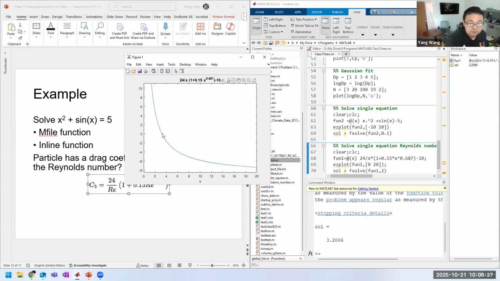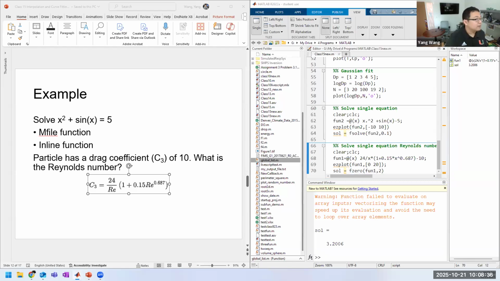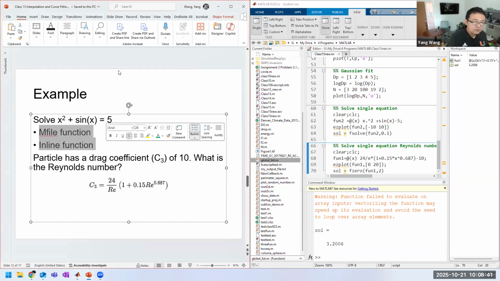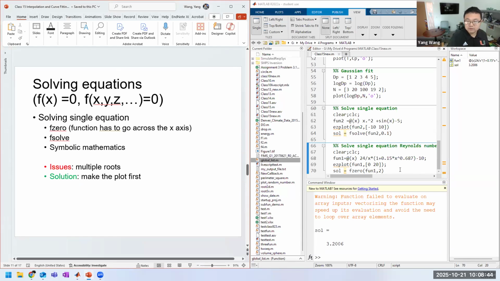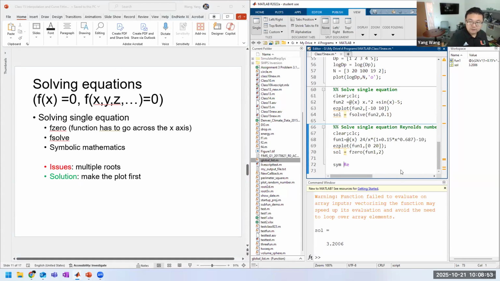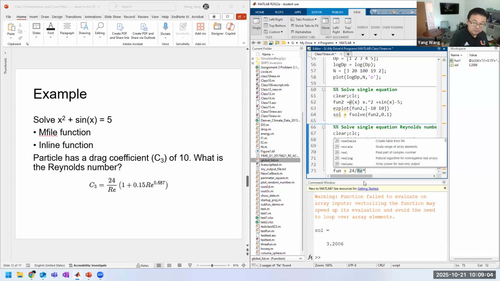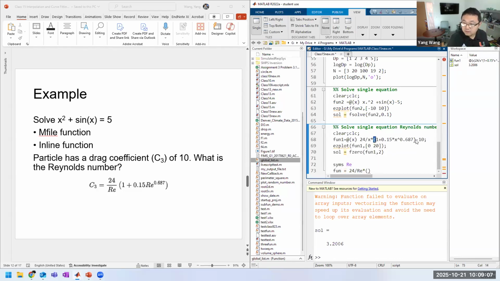Right. So basically you can use fsolve. You can also use fzero, and get the same thing because it indeed goes across the x-axis. So these are the two methods, fzero and fsolve. And you could also do the symbolic calculation. The symbolic way is just to have syms Reynolds number, and then basically function equals, let's see, 24 divided by Reynolds number multiplied by this whole thing.